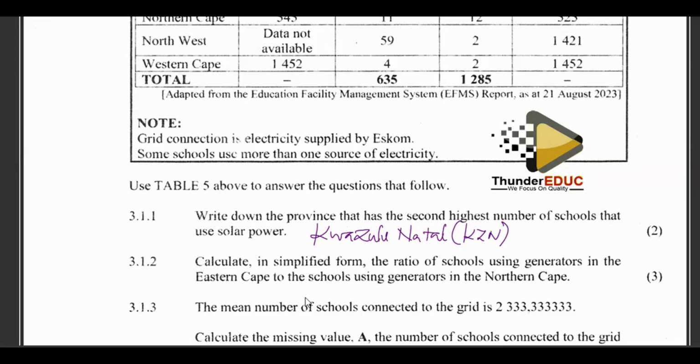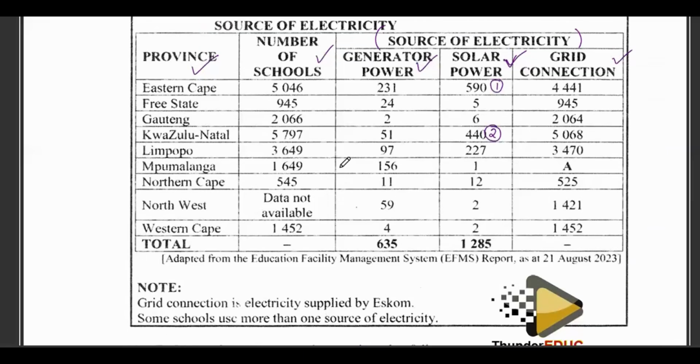Calculate in simplified form the ratio of schools using generators. Remember, we are looking at the ratios now. Simplified form. First and foremost, what you have to know about ratios, write down what they want you to do. So they're saying ratios of schools using generators in Eastern Cape to schools using generators in Northern Cape. So EC versus NC. Under generators.